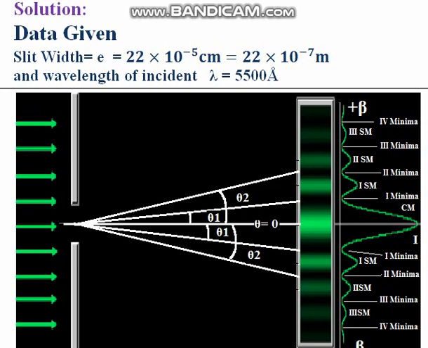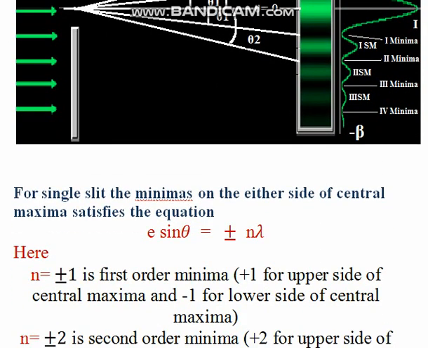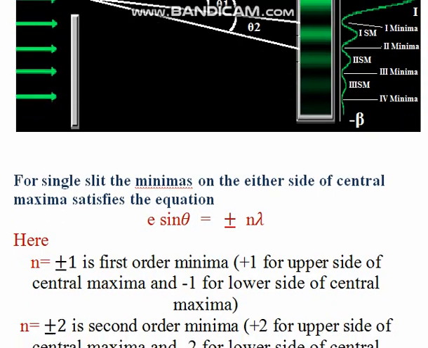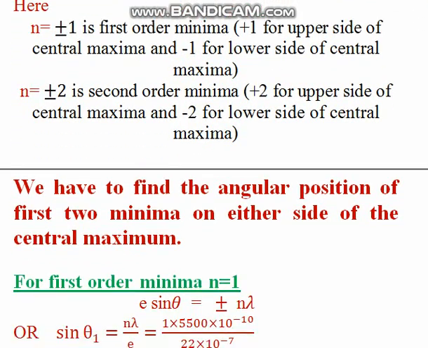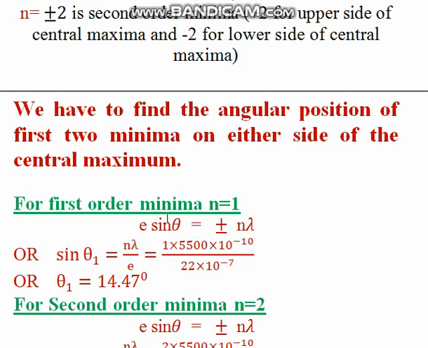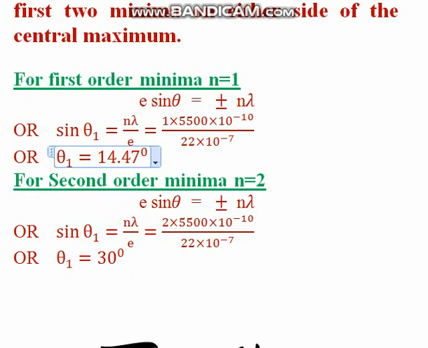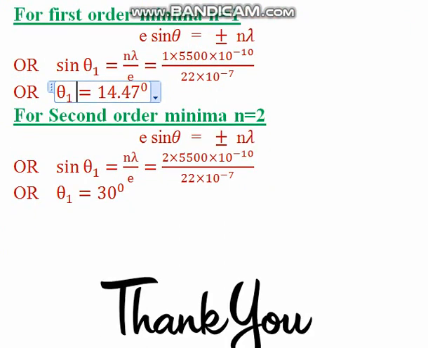Now we will use the general equation of the minima, the equation satisfied by all the minima on the screen: e sin theta is equal to plus minus n lambda. Let's write this equation for the first minima on the screen, n is equal to 1. By putting n is equal to 1, we can obtain the position of the first minima. Similarly, by putting n is equal to 2 in the general equation, you can obtain the position of the second minima.